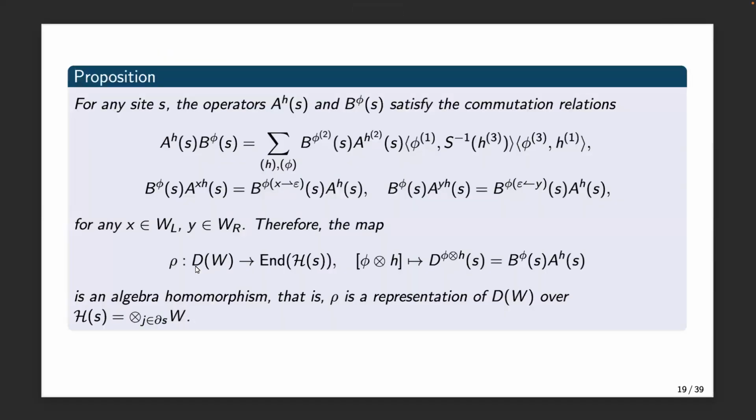Here are some example relations that are satisfied by these operators. The first identity means that these operators determine some kind of product in the quantum double that we have seen before. This is called the straightening formula that we have seen before. And the second and the third identities say that they satisfy the relations in the ideal J that we have seen before. Therefore, we can form a map from the quantum double to the endomorphism algebra of H_S. H_S is formed by all the spaces around this site.